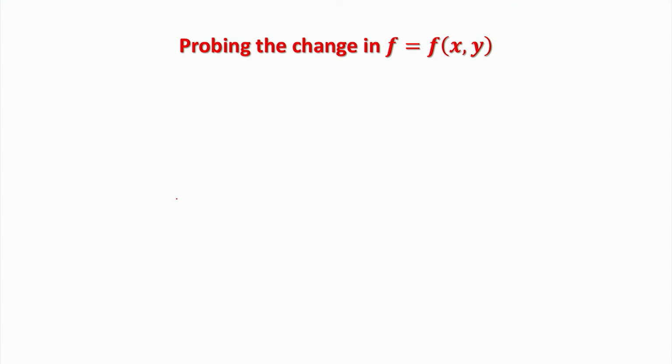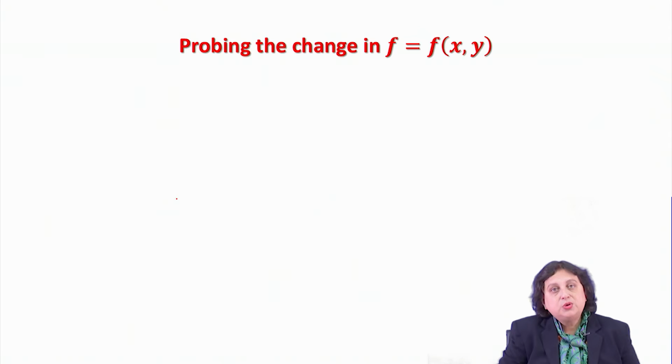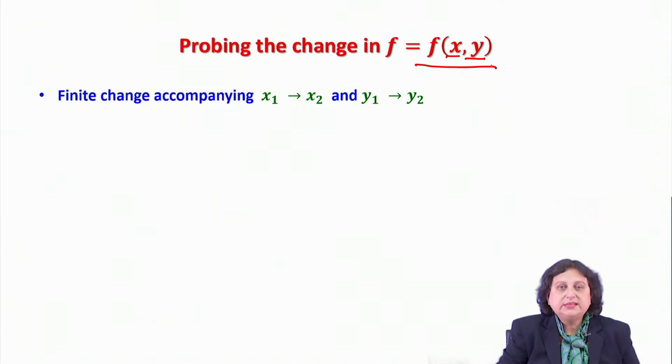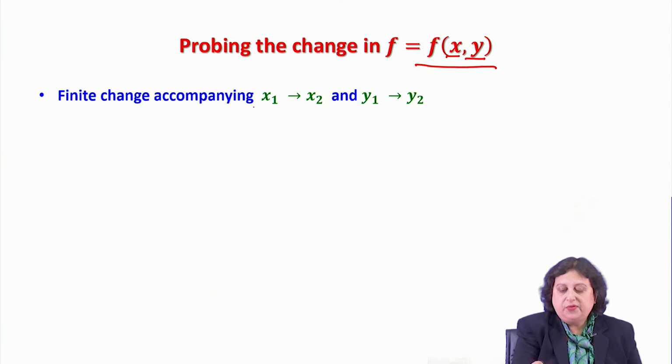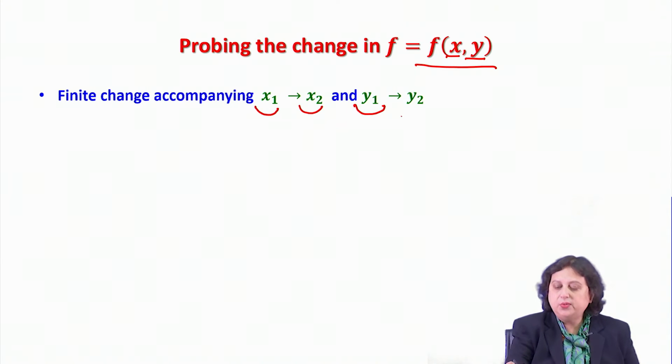And here the important idea is I have two independent variables, for instance, like x and y. Let me have a dependent function of these two variables, f, which I represent as f of x, y. Therefore, if there is a change of the value of the independent variables, the value of x initially was x1 and then it changes to x2, and at the same time, the value of y was y1 and it changes to y2.